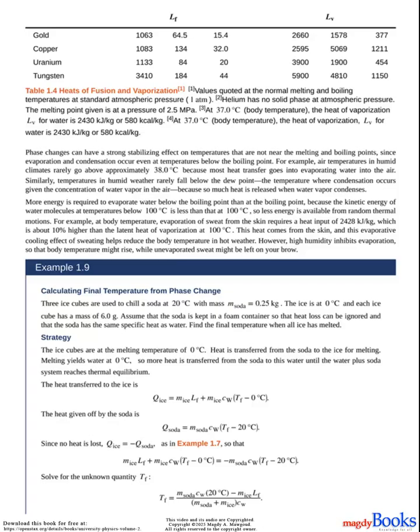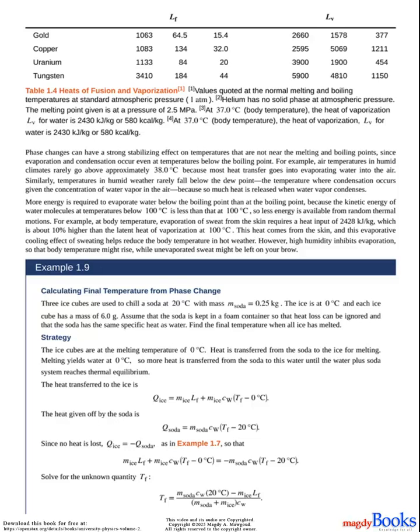Three ice cubes are used to chill a soda at 20 degrees Celsius with mass m_soda equals 0.25 kilogram. The ice is at 0 degrees Celsius and each ice cube has a mass of 6.0 gram. Assume that the soda is kept in a foam container so that heat loss can be ignored and that the soda has the same specific heat as water. Find the final temperature when all ice has melted.